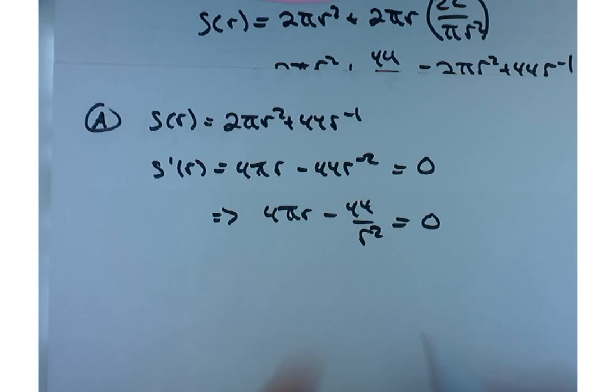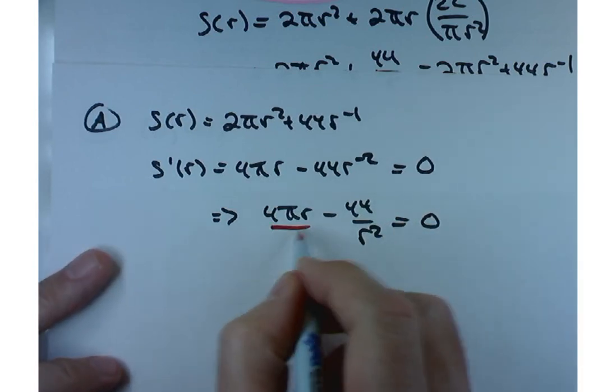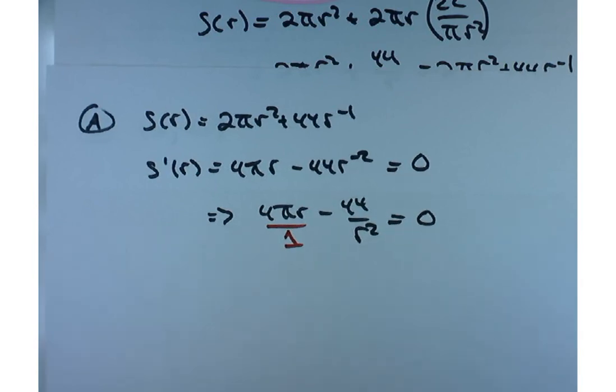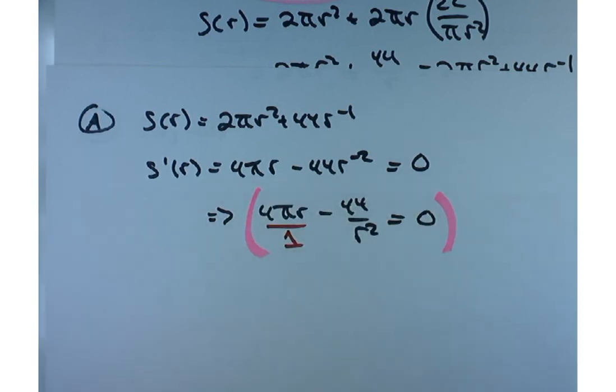But I notice I got an r squared here in the denominator. There's no denominator here, you can think of it as being over 1. But maybe I want to clear out the denominators, because solving problems when you have stuff in the numerator and stuff in the denominator is kind of a pain. Suggestions. What can I do to clean this up? Multiply both sides by r squared. Perfect. Let's multiply both sides by r squared.